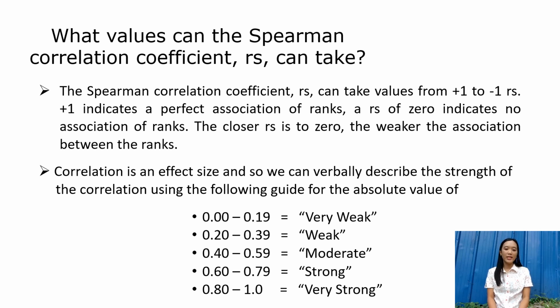Correlation is an effect size, and so we can verbally describe the strength of the correlation using the following guide for the absolute value of RS. From the range of 0.00 to 0.19, it is very weak. 0.20 to 0.39 is weak. 0.40 to 0.59 is moderate. 0.60 to 0.79 is strong. And 0.80 to 1.0 is very strong.